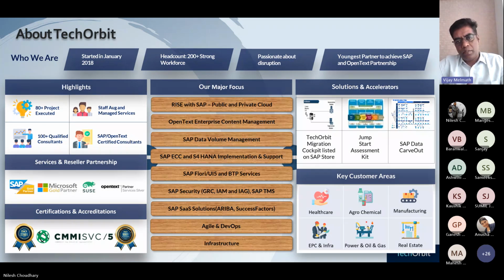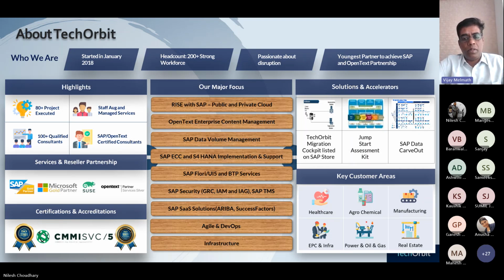Apart from that, infrastructure as well, be it SAP or non-SAP infrastructure, we have very good presence for managing the infrastructure space as well. And not just that, we sell and service our SAP customers. We also bring thought leadership to the space, wherein we have developed certain tools and accelerators which can fast track certain implementations in SAP.